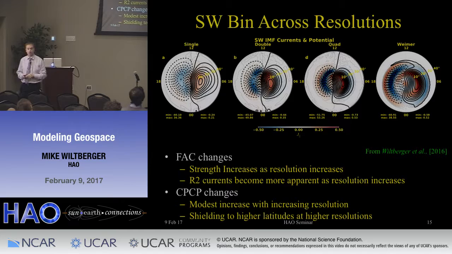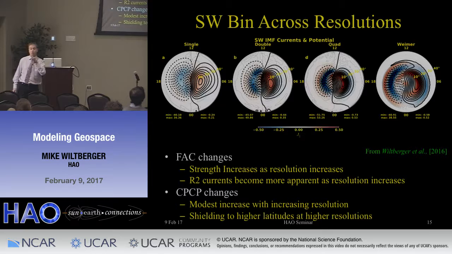For that, I just took the values that make up the graphic, the IMF strength, intensity, velocity, and plugged them into Weimer and said, okay, that's what it should look like on average for that kind of value for the bin. What you can see pretty clearly is that as we go to higher and higher resolution, the currents are becoming better defined, right? There are very weak and ill-defined, amorphous region one currents at the low resolution. And in this view, you can't see the region two currents at all. As we go up to higher resolution, you can see the region two currents starting to show up at low latitudes. And that's actually having a pretty dramatic effect on the structure of the convection pattern, right?